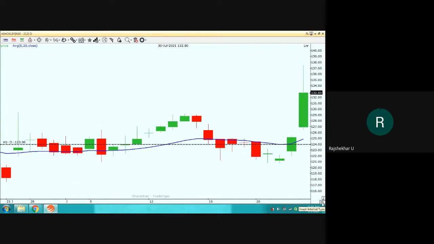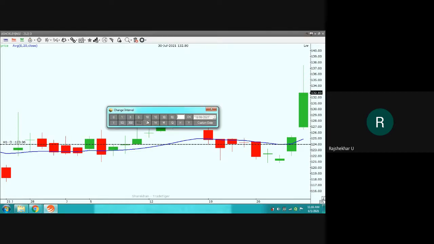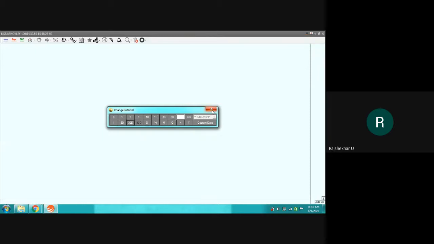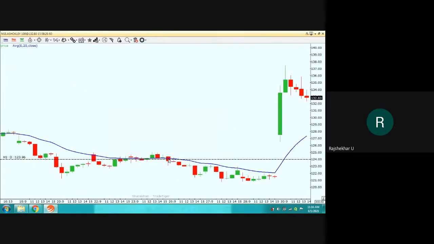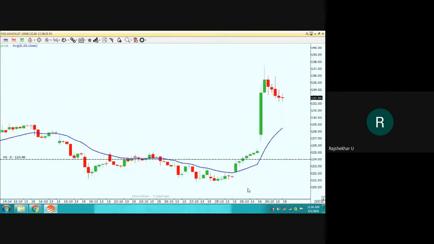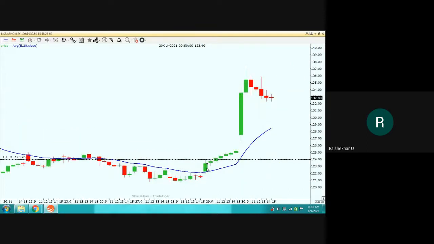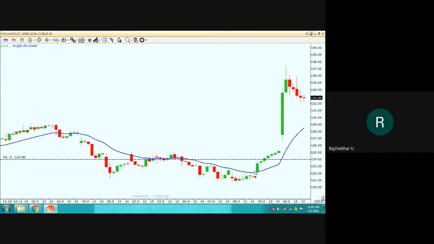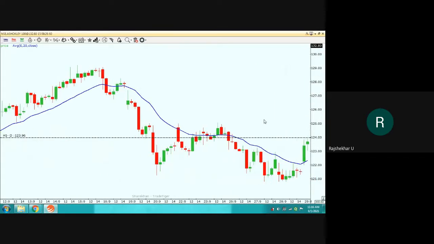Exponential moving average on daily time frame, we have to draw a horizontal line. Then we have to go to 60-minute time frame. On 60 minute also we have to draw a horizontal line. Okay, this was the candle which was forming.